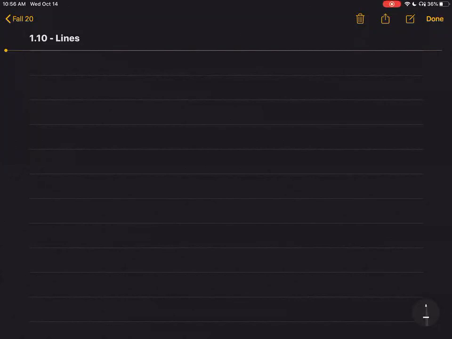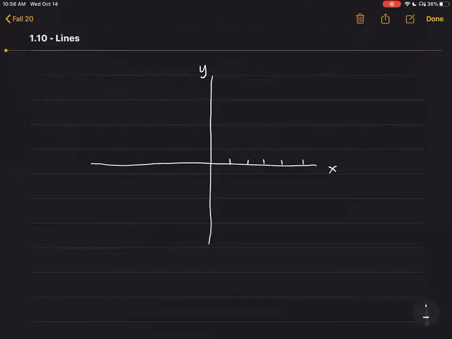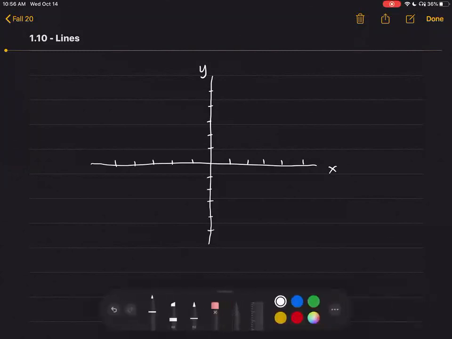So to start, let's look at a drawing of a line on a coordinate grid. So our x-axis, our y-axis, and actually let's put some ticks on it. And then I'm going to draw a line kind of like this. Cool. And so there's a couple features of a line that we're going to want to pay attention to.